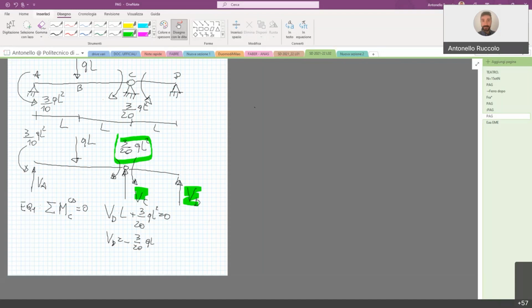And we have VC, which is still unknown, but has 0 lever arm, so it does not appear in the equation. Then we have QL, with lever arm L, because it is applied in the node B, which is far from the node C by L. And then we have this moment, and we know its value, and finally VA, which is unknown. So the only unknown here is VA.